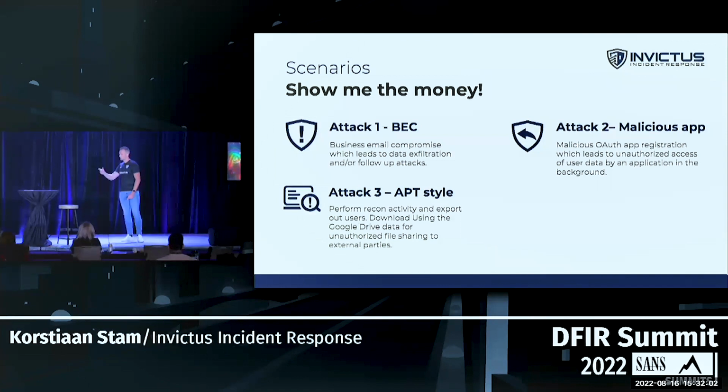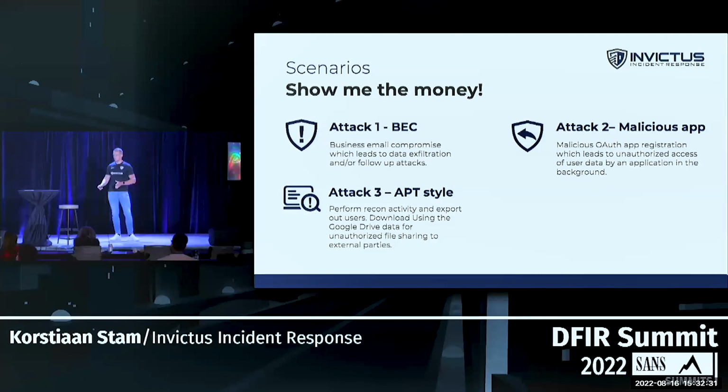So let's say you create an application with a lot of permissions. You can then send a link to a user, and when the user clicks on that link, it shows, oh, this application wants to access your data, wants to access your email, it wants to send email on your behalf, etc., etc. This is something threat actors abused in the past, and they still do. Attack 3 is what I call APT style. So do some recon in your environment and then try to steal important data.